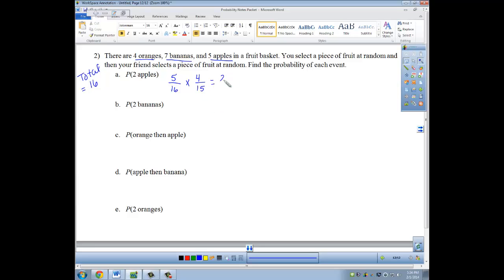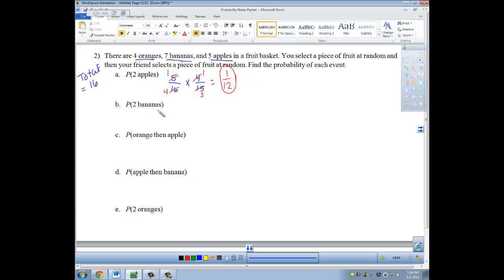So we get 20. Actually, I'm going to go ahead and cross reduce. I think that's a little easier. We can reduce that by 4. So we get 1 and 4. Reduce 5 and 15 by 5. So we get 1 times 1 is 1. 4 times 3 is 12. So my probability is 1 out of 12.